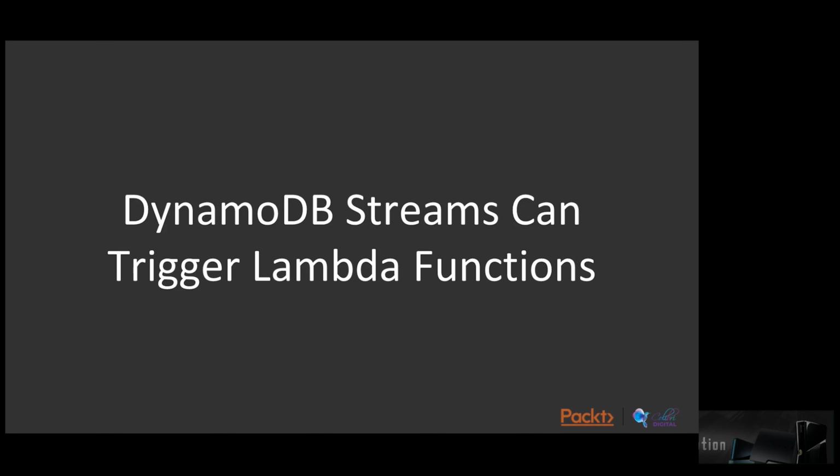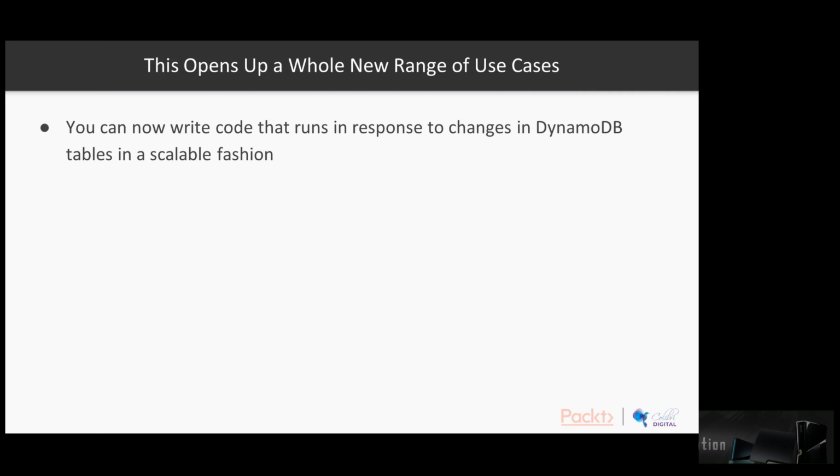Now, one of the really big features of DynamoDB streams is that it can be used to trigger a Lambda function. And of course, if we can trigger a Lambda function, we can do pretty much anything that we can dream of. It really opens up a whole new range of use cases. So we can now write code that runs in response to asynchronous changes to DynamoDB tables. And of course, being Lambda, all of the scalability concerns are managed by Amazon.